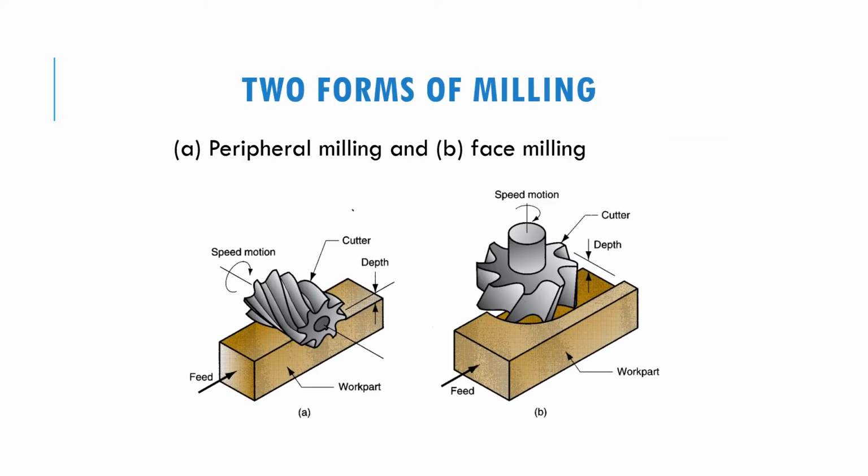Milling has two forms, meaning two arrangements. The first one is peripheral milling. As you can see, the tool and the work material are parallel to each other. And for face milling, the tool and the workpiece are perpendicular to each other, so it rotates perpendicular. Okay, so this one, the position is parallel, and this one is perpendicular.